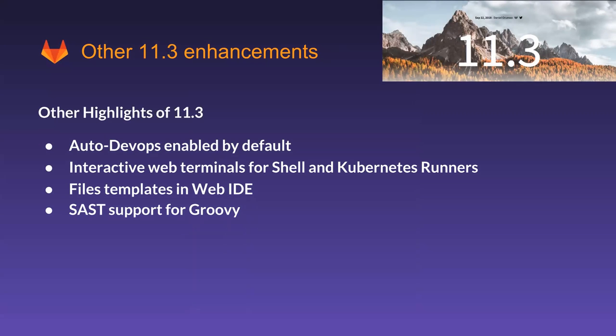I'd like to highlight very quickly some noteworthy enhancements, some of which will be included in our demo. Remember earlier in the presentation when we discussed Auto DevOps? In this release, we have enabled the use of the Auto DevOps pipeline by default, so please look at how that works in the system. Additionally, we have included interactive web terminals for shell and Kubernetes runners. This is a pretty technical feature, and Daniel and Joshua will highlight this in the demo.